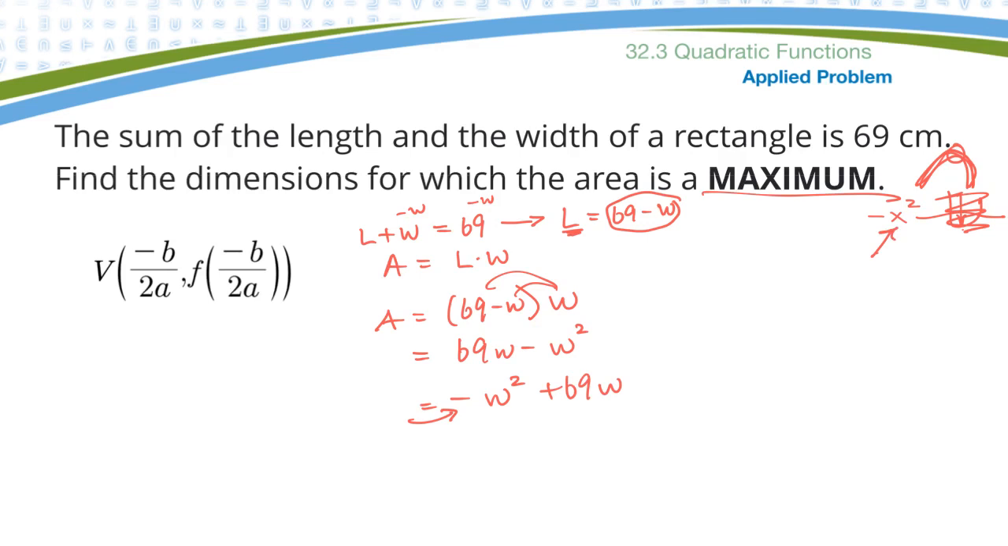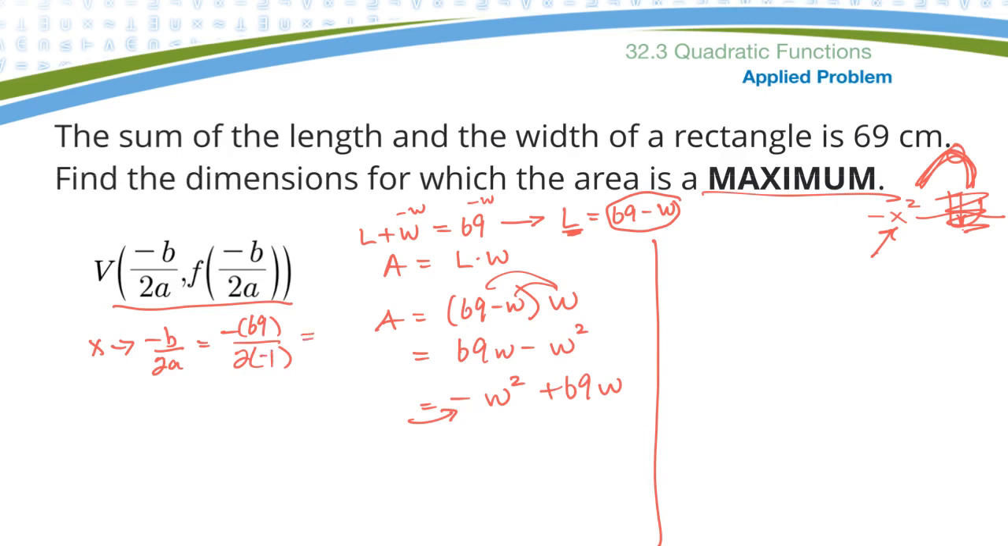Okay, so now I need to find the dimensions of this thing. So to find the dimensions, I need to find the vertex. So to find the vertex of this, I'll use this formula right there. So the vertex, I'll do it over here. So the x-coordinate of the vertex is minus b over 2a. So minus b over 2 times a. B is 69, and a is -1.